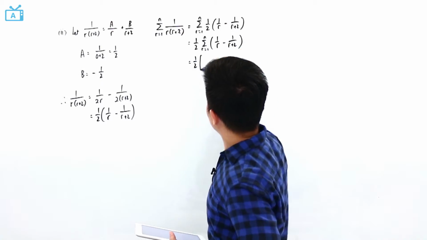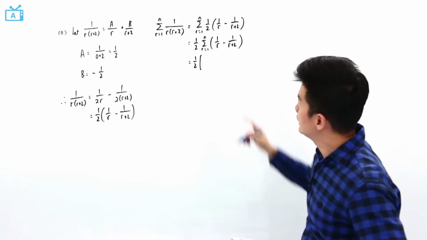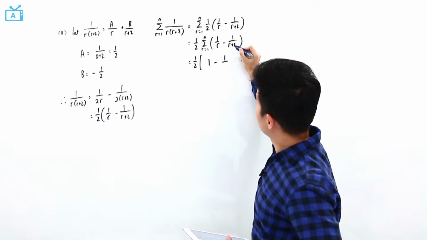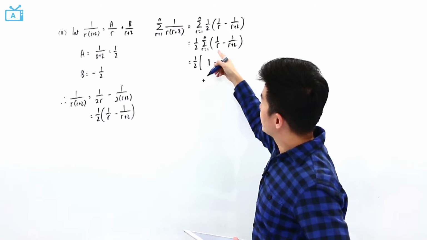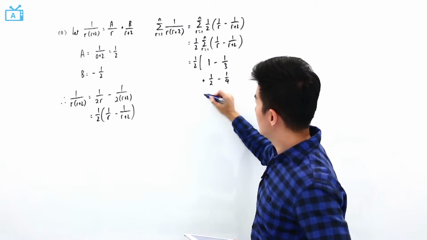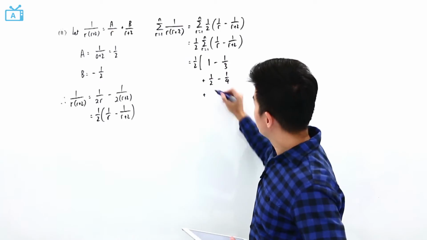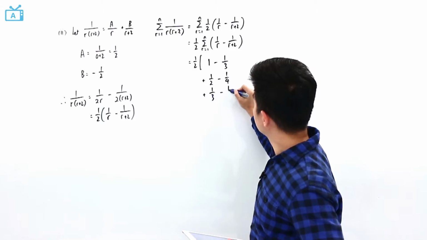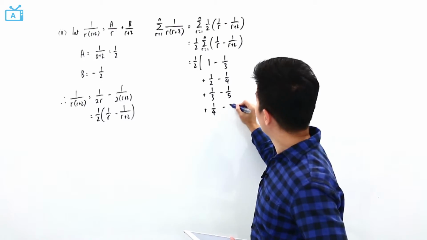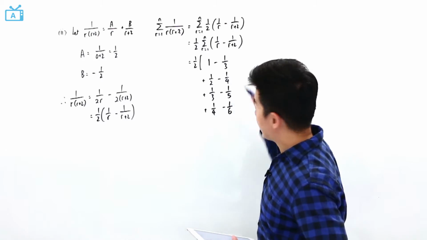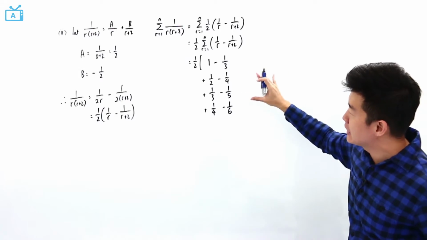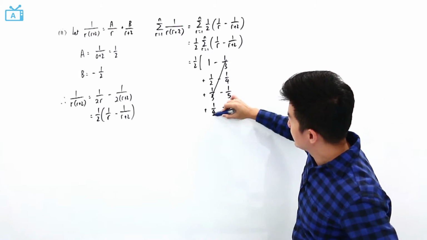This is equal to half of, now substituting the values of r in, replacing r by 1, I have a 1 minus 1 over 1 plus 2, 3. And replacing r with 2, I have a 1 over 2 minus 1 over 4. Then letting r be equal to 3, I have 1 over 3 minus 1 over 5. Letting r be equal to 4, I have 1 over 4 minus 1 over 6. And now I can see two pairs of cancellation. One is here and the other one is this.